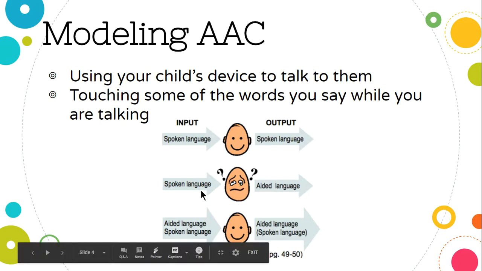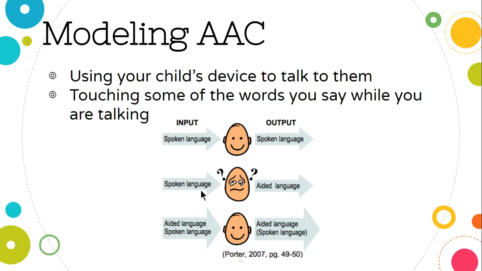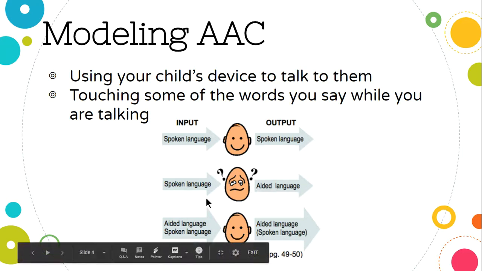So that would be similar to if I have a child who speaks English, their family and other people in their environment are speaking English to them, and in turn that child speaks English back. What would be similar would be if we spoke English to the child and expected the child to respond to us in German. It would be a little bit confusing, and so what we want to do is provide aided language and spoken language as our input, and then we'll hopefully get aided language and spoken language as our output.